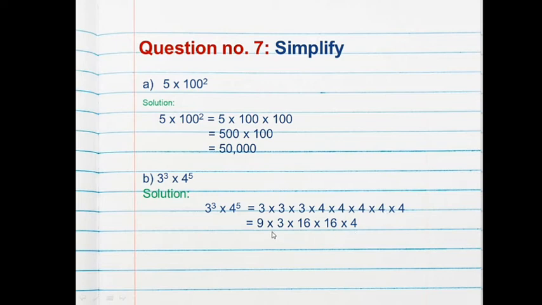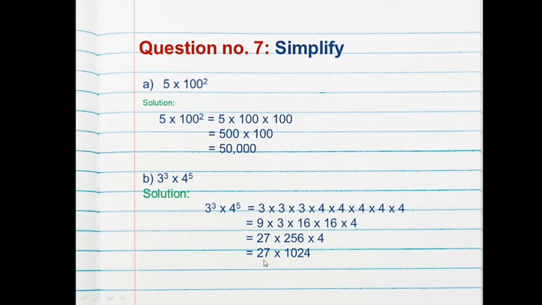So now again we will multiply this 9 into 3 and then 16 into 16. So that is 9 into 3 is 27 into 256 into 4. So 16 into 16 is 256, and 4 we have written as it is. Now again we will perform the multiplication, so that is 27 into 1024. So how did we get 1024? I multiplied 256 with 4, so here we got 1024.